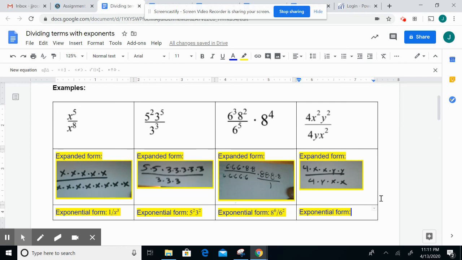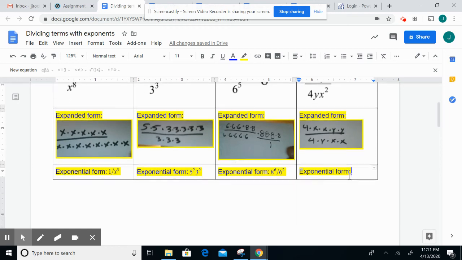Now, numbers still divide like numbers. Okay, and in this case, it's nice. 4 divided by 4 ends up being 1. How many x's on both the top and the bottom? There are 2. They both cancel. The x's disappear. And then you can cancel 1 y on the top and the bottom, and you're left with just the y.